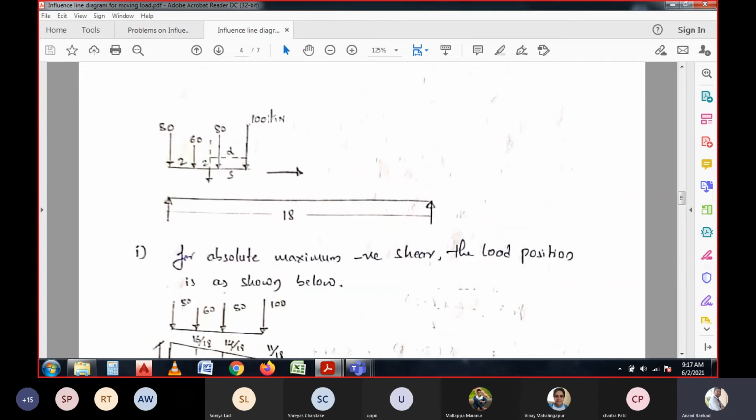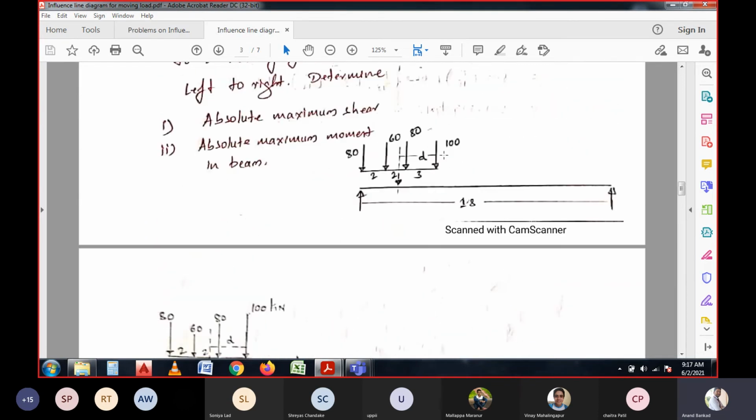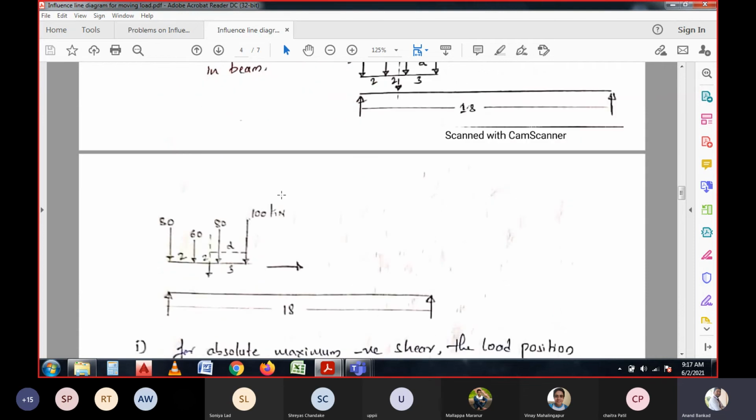And in this question, they have already given the set of loads, which is the leading load and which is the trailing load. On that basis, the loads are considered. In some other cases, the moving loads are given with a trailing load and a leading load like that, and based on that we can set these loads.